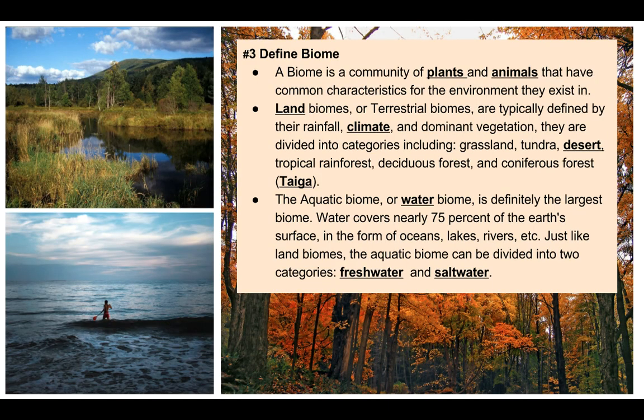Moving on to success criteria number 3, define biome. A biome is a community of plants and animals that have common characteristics for the environment they exist in. So these are things that are common, similar, very much alike. In a biome, the plants and animals have common characteristics.